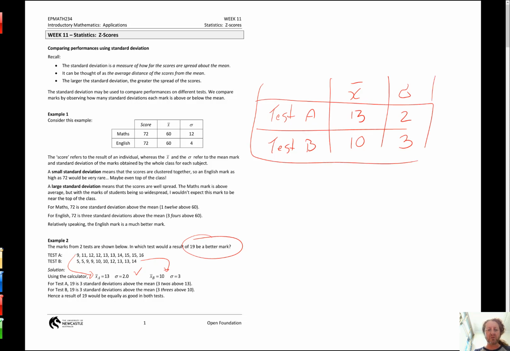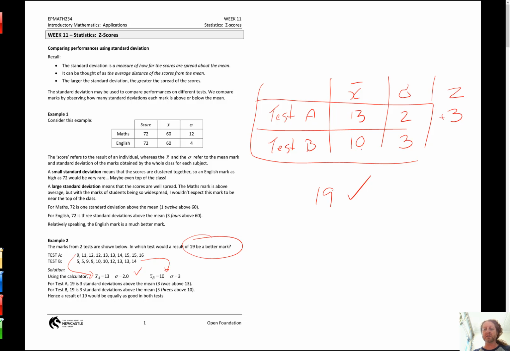Yep. So say I got 19. Well, it's above average in both tests. So it's a good mark either way. But how many standard deviations is it above the mean in test A? Well, for test A, what would the Z-score be? A Z-score of 1 would be 15, plus 2 would be 17, plus 2 would be 19. That's a Z-score of 3. In test A, I got a Z-score of 3. That's huge, that's 3 standard deviations above the mean. That's really, really well done. It's a positive 3. I don't have to write the plus there, but it is.